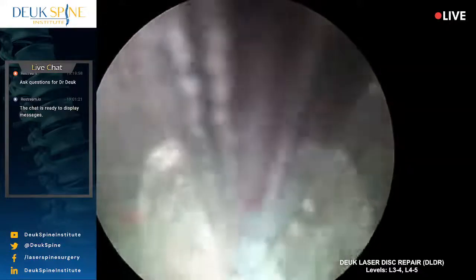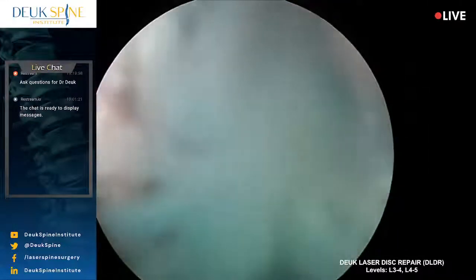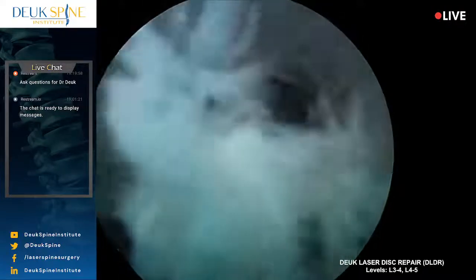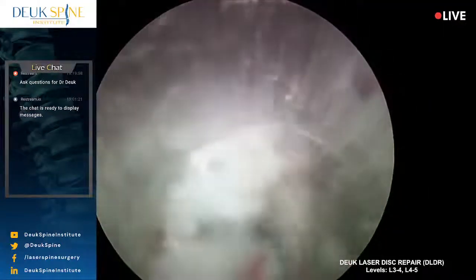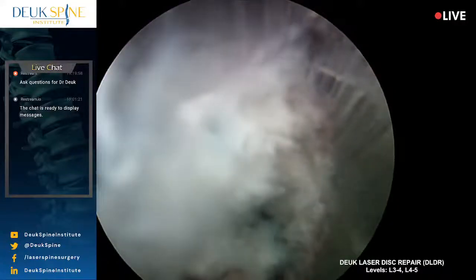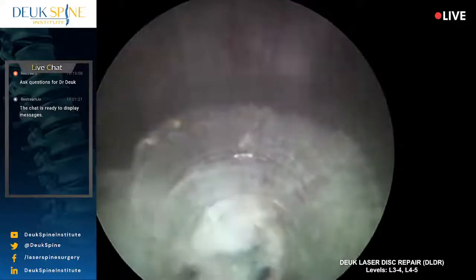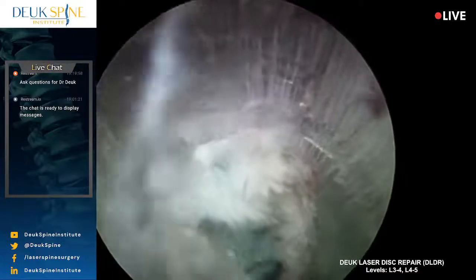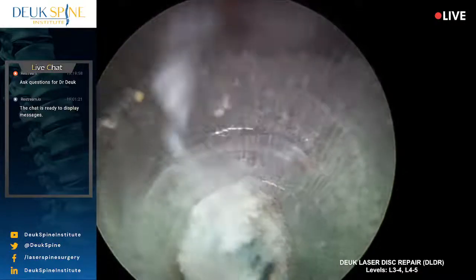You don't just touch it, you have to pinch it, okay? That's the right way to do it. These are all little pieces of herniation. Take it. I need to adjust the focus a little bit. That's better. We're going to bring our laser in.